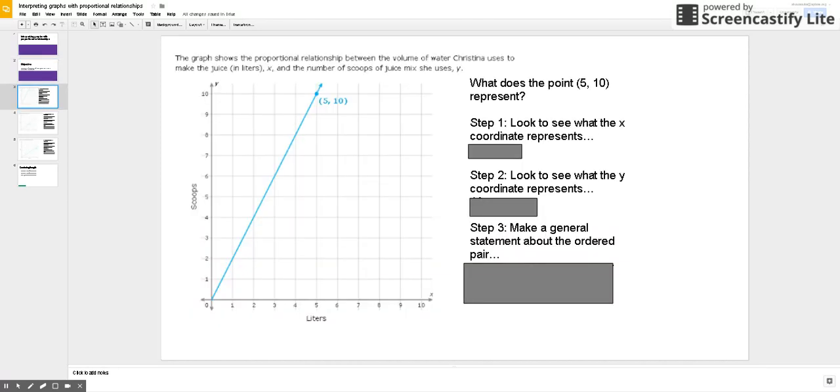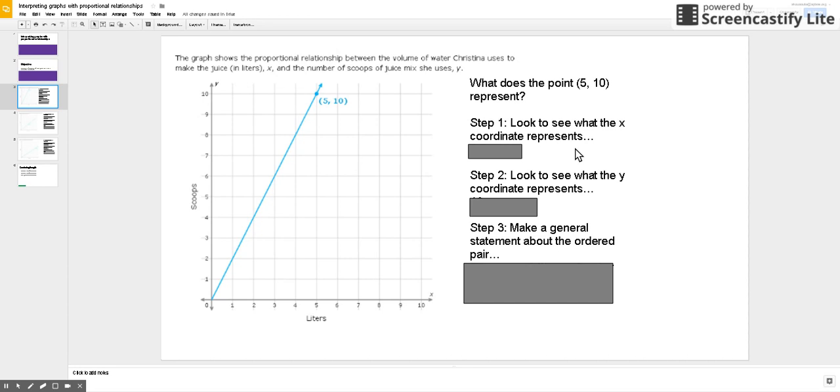Our first example says that the graph shows the proportional relationship between the volume of water Christina uses to make the juice in liters, so that's X, and the number of scoops of juice mix she uses, Y. So the scoops is along the Y-axis, the liters is along the X-axis. We want to figure out what does the point (5, 10) represent.